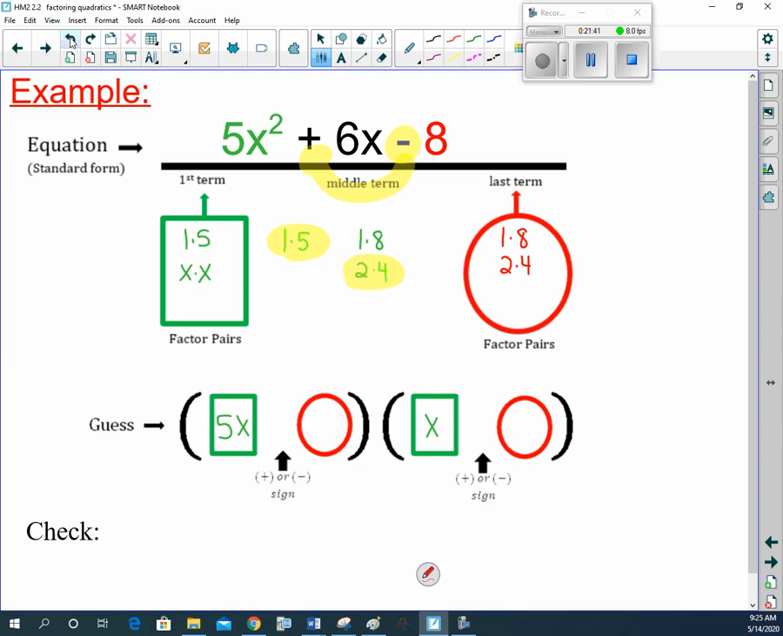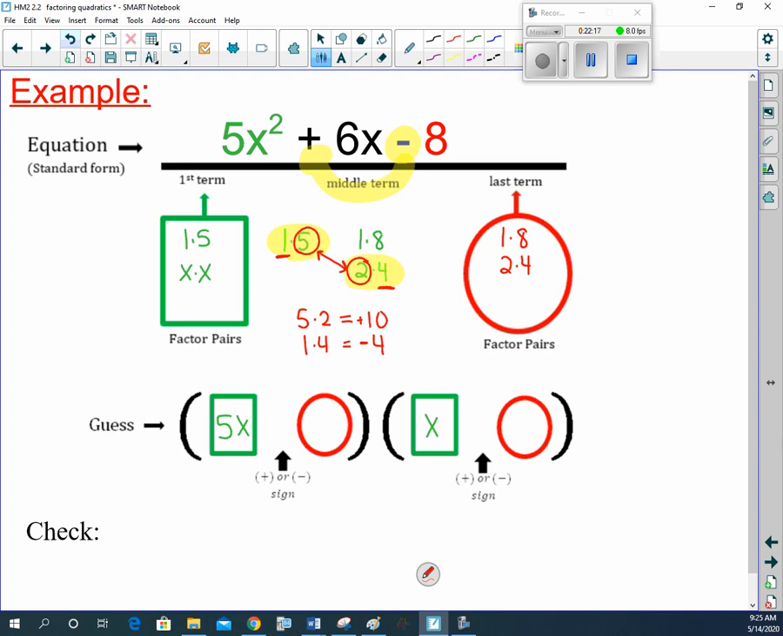So instead of doing 1 times 2, let's do 5 times 2. So that's 10. And then I'm going to do 1 times 4, which is 4. Can I subtract those to get a 6? You bet. If this is a negative and this one's a positive, then I'm going to have my right answer. Okay, so now I know I'm going to use the factor pair 2, 4.